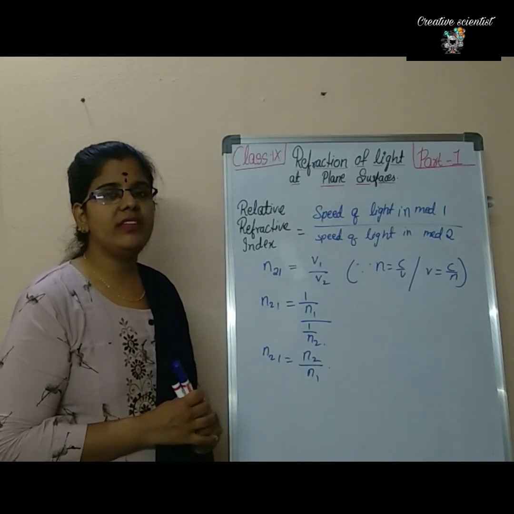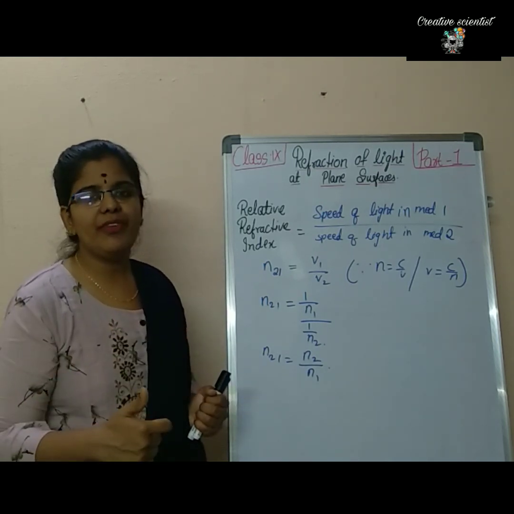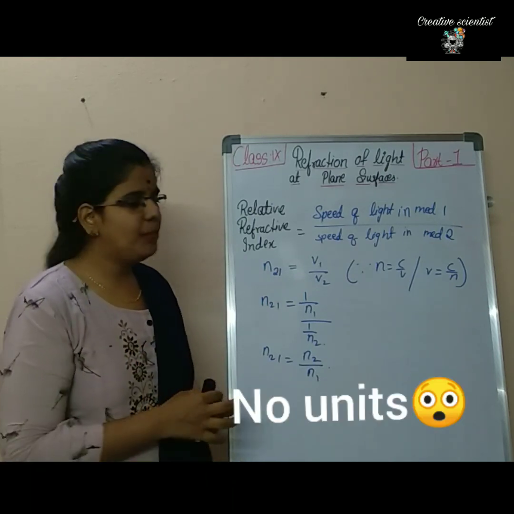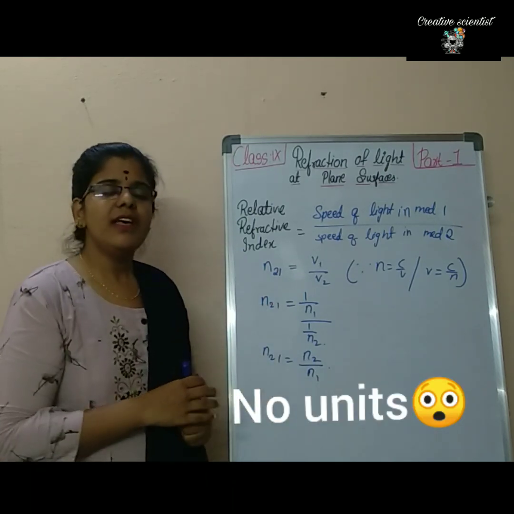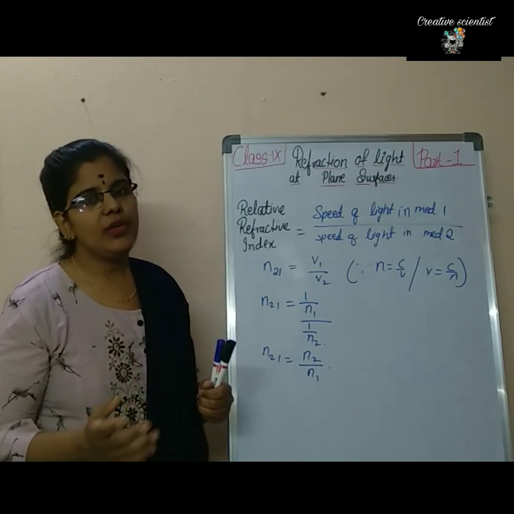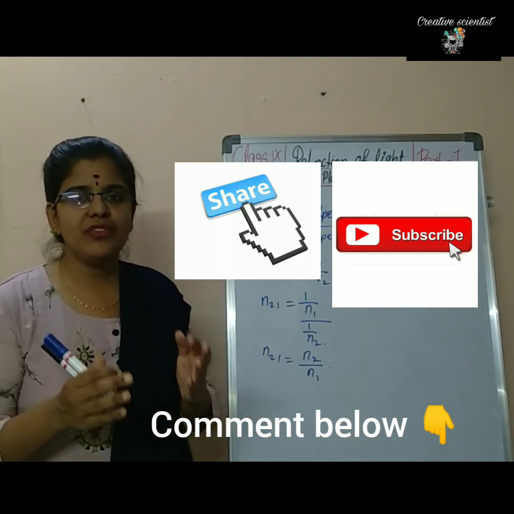Refractive index and relative refractive index do not have any units, as both are of the same quantities. The values get cancelled and they have no units. So this is the speed of the light and refraction of the light.